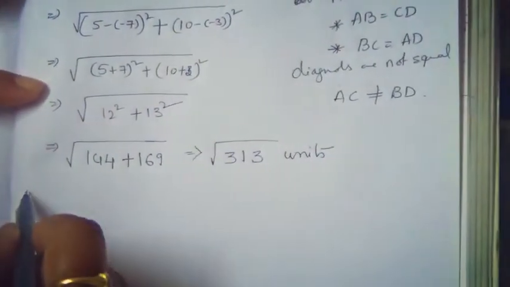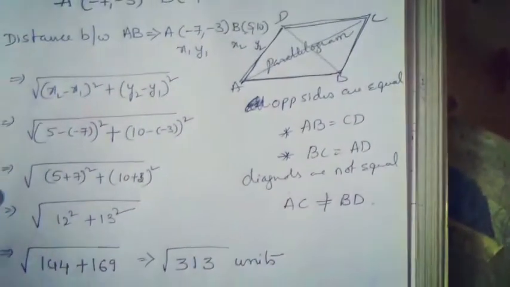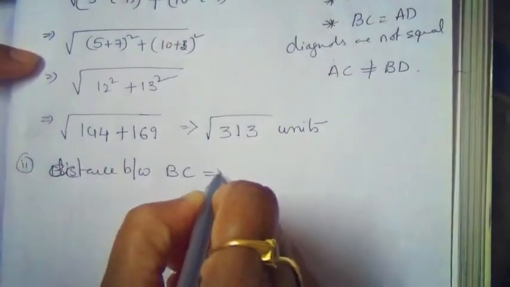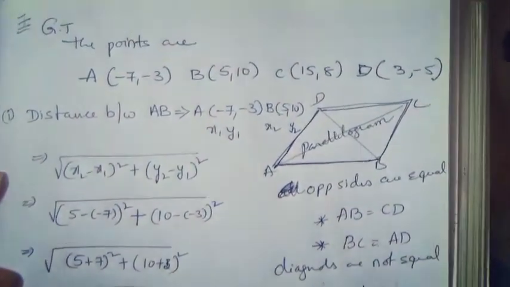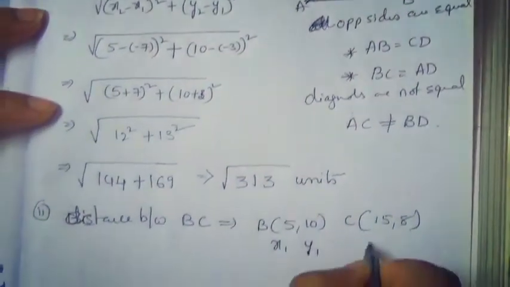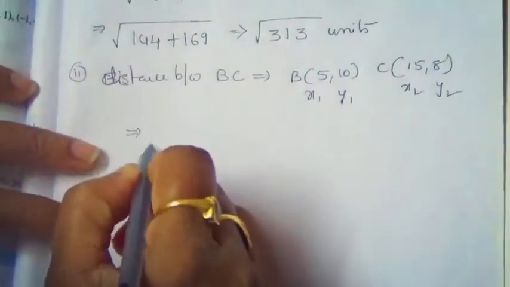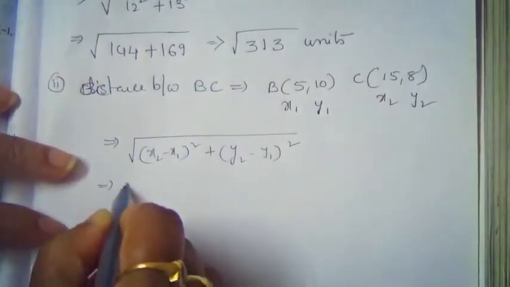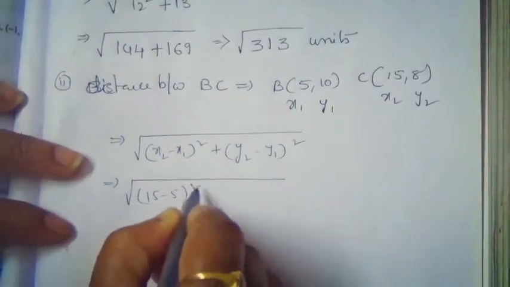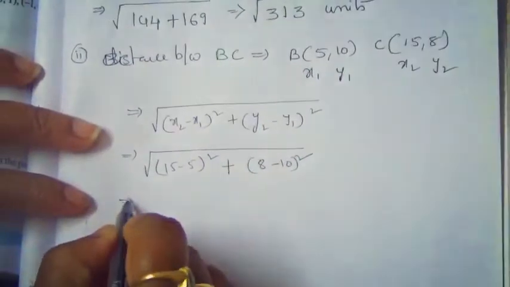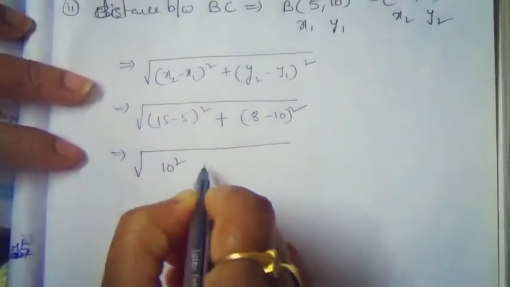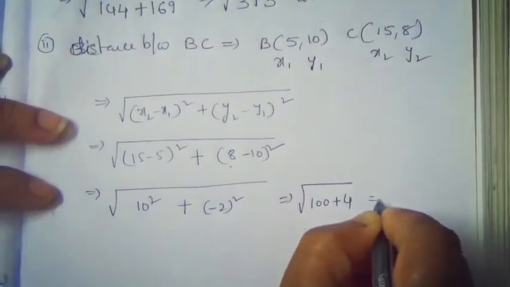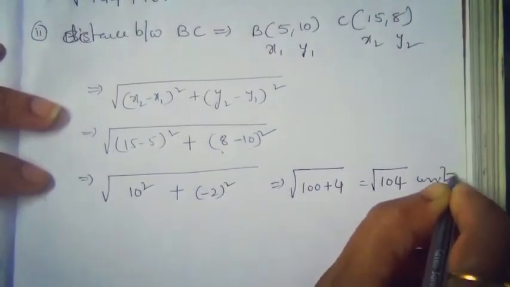That is AB. Okay, second, the distance between BC. What is B? (5, 10). What is C? (15, 8). Let us take these values as x1, y1, x2, y2. What is the distance formula? As usual, square root of (x2 minus x1) whole square plus (y2 minus y1) whole square. That implies square root of (15 minus 5) whole square plus (8 minus 10) whole square, which is 10 square plus (-2) whole square. That implies square root of 100 plus 4, that is equal to square root of 104 units. It is BC.